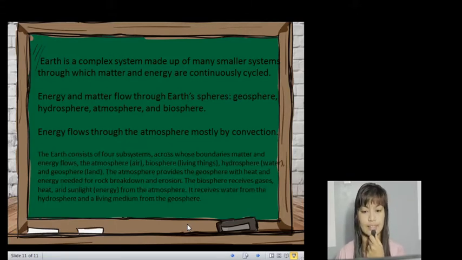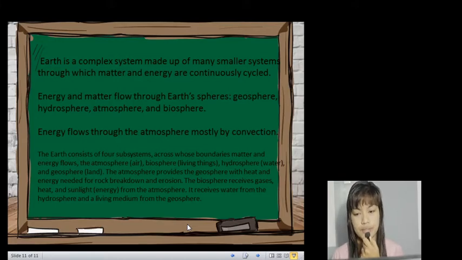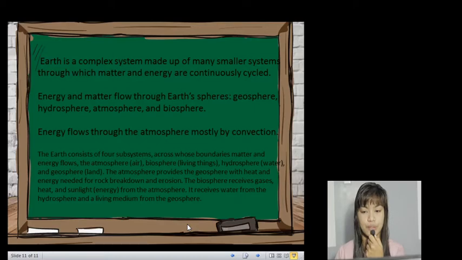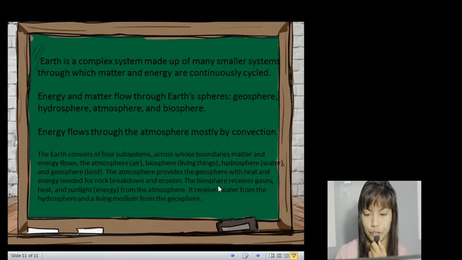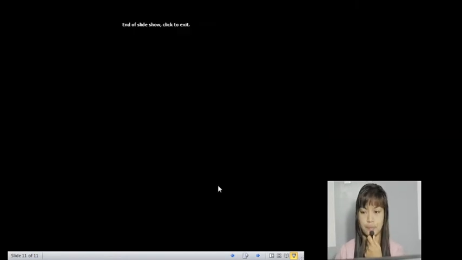And lastly, the Earth consists of 4 subsystems across whose boundaries matter and energy flows in the atmosphere, biosphere, hydrosphere, and geosphere. The atmosphere provides the geosphere with heat and energy needed for rock breakdown and erosion. The biosphere receives gases, heat, and sunlight from the atmosphere, and it receives water from the hydrosphere and a living medium from the geosphere. Okay.